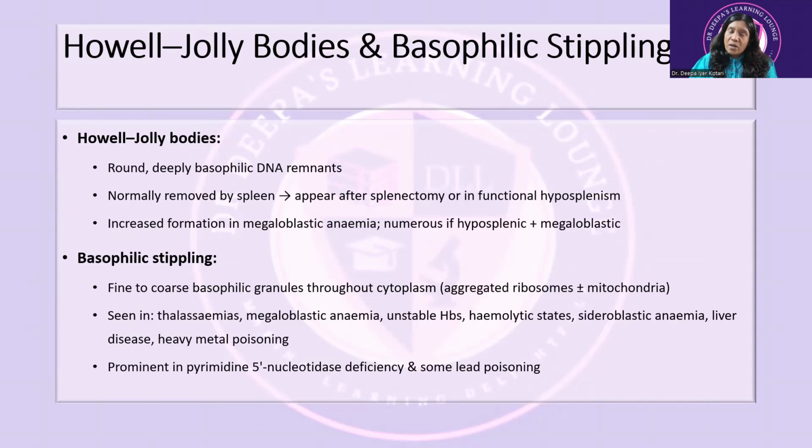The next that we talk about is basophilic stippling, which represents ribosomal RNA and other aggregates seen in a wide spectrum of disorders of disturbed maturation. Coarse stippling plus anemia should make you think of lead poisoning, because of pyrimidine 5' nucleotidase deficiency. That is one thing you have to keep in mind when you're looking at basophilic stippling.